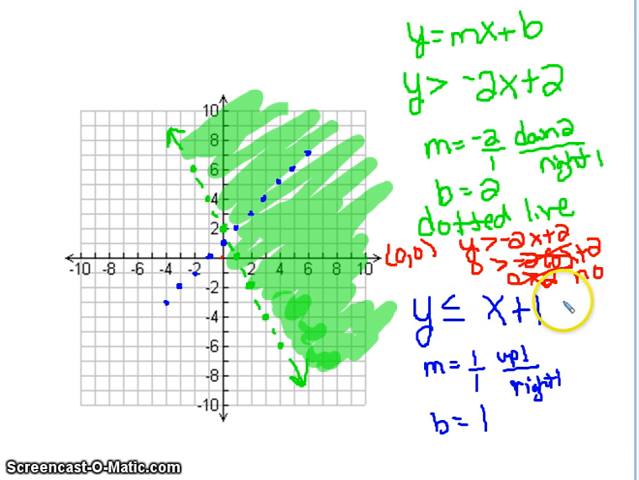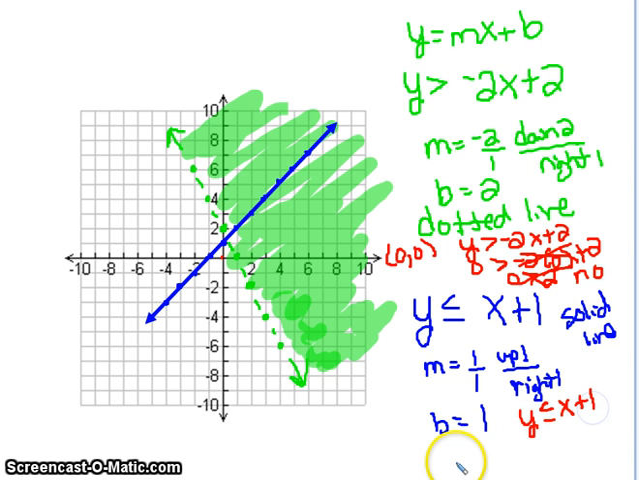It's equal to, woohoo, solid line. I don't have to try to draw. I can come over here and get a beautiful line for you all. There we go. But I do have to figure out my shading. So if I go to my original inequality, and I plug in 0, 0, then that's going to give me 0 is less than or equal to 0 plus 1, which is true. 0 is less than or equal to 1.